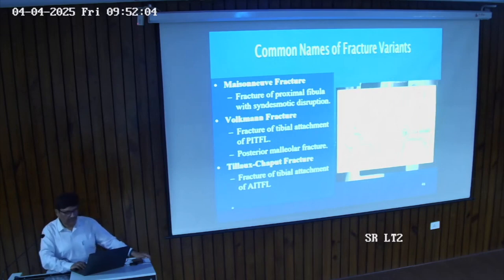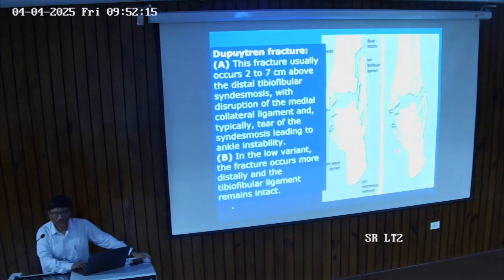This is a Tillaux-Chaput fracture, an avulsion fracture of the AITFL, and we have restored the anatomy by putting in a CC screw. So what is Dupuytren's fracture? This is basically a fracture of both malleoli along with dislocation of the ankle joint, the tibio-talar joint.